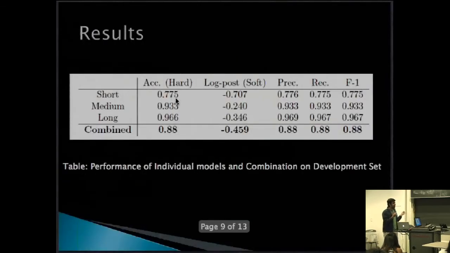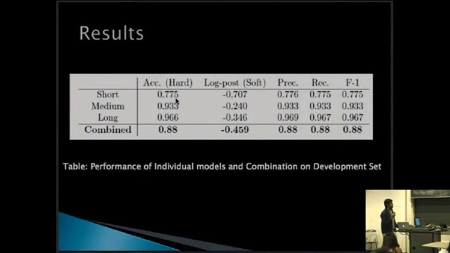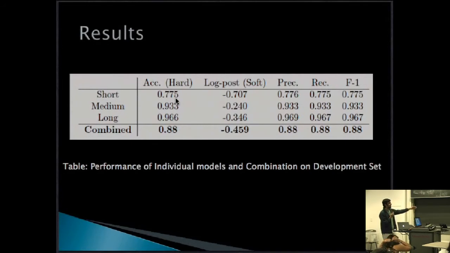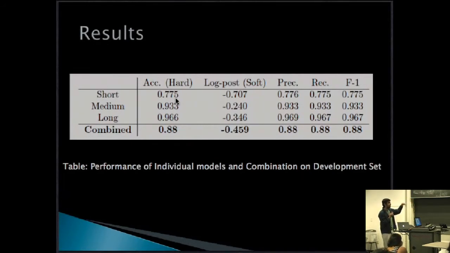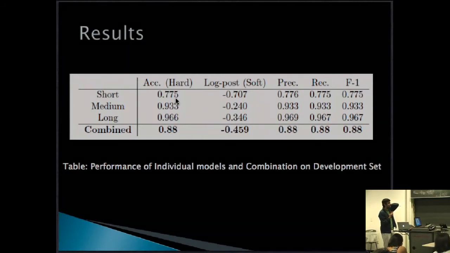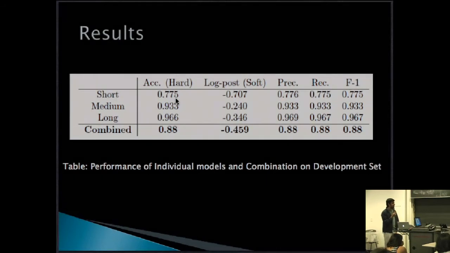Our results are sort of okay. On very short sentences, of course, we don't perform that well. We get an F measure of 0.775, and as we get longer articles, we start to do better and better. Overall, we get an average F measure and accuracy of 88%.